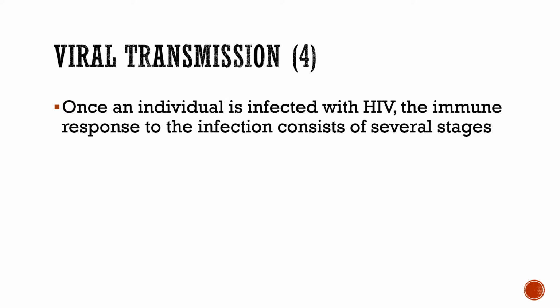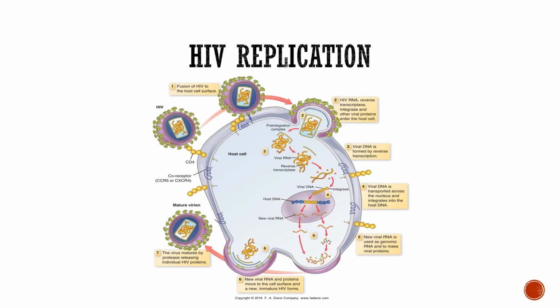So once an individual is infected with HIV, the immune response to the infection will consist of several stages. Here is just the slide of HIV replication where you can see it's entering the cell, and then it is working its way into the nucleus of the cell, and now it is becoming part of my DNA.